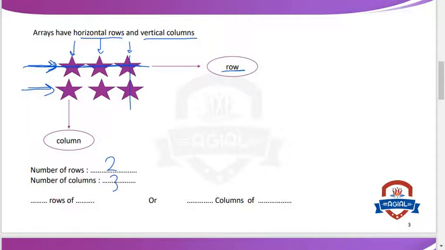So how many rows of what? We say 2 rows, and each row formed from how many stars? 1, 2, 3. Super. So we write 2 rows of 3 stars. 1, 2, 3 in each row. Or we can say, how many columns do we have? We have 3 columns of how many stars? 1, 2. Each column formed from 2 stars. So we write in here 2. So in here we have 2 rows of 3 stars or 3 columns of 2 stars.